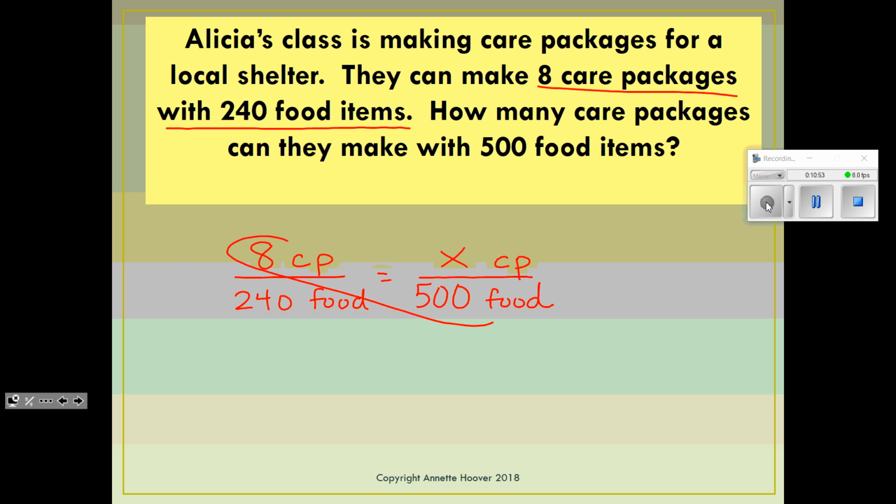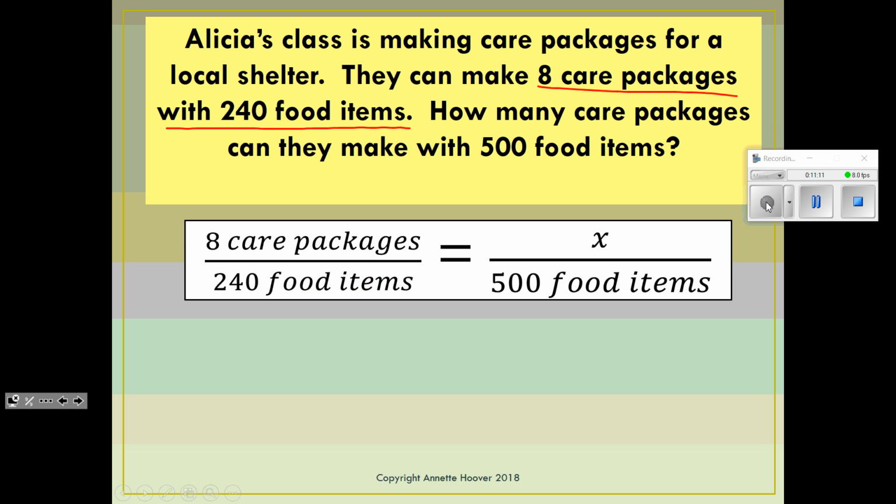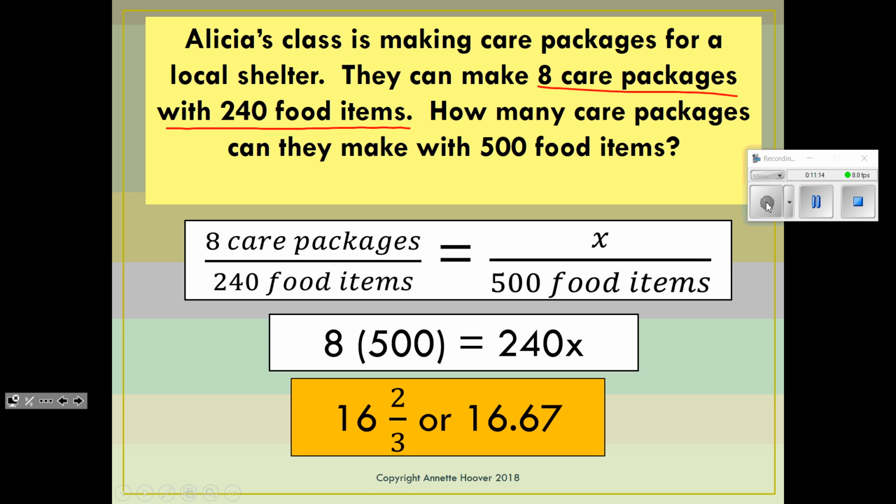We do our butterfly wings. So that would be 500 times 8. On the other side, we do the other butterfly wing, which is 240x. 500 times 8 is 5 times 8, which is 40. Then add your 2 zeros, so that would be 4,000 divided by 240. And that would be 16 2/3 care packages, or if you had a decimal, 16 and 6 repeating, which is 16.67 rounded to the nearest hundredth care packages that they can make. So this was proportions and problem solving with proportions.